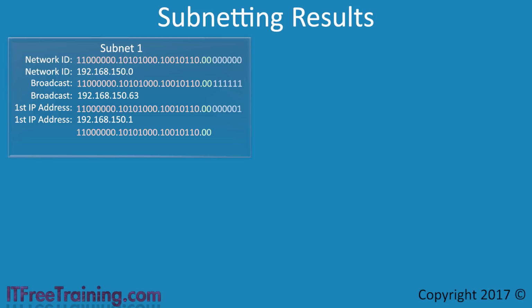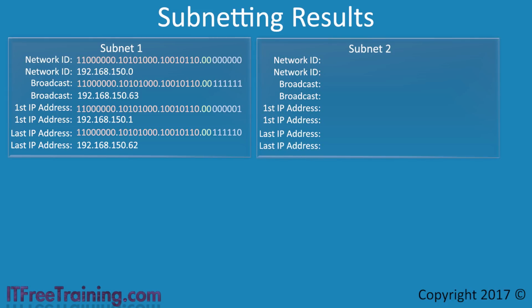The next step is to work out the last IP address that is usable by hosts. This will be all the bits on except for the first bit. Remember that all bits on would be the broadcast address. Like before, the binary value is changed to 4 decimal octets. There you have it, the main addresses for the first subnet. So let's have a look at the second subnet.